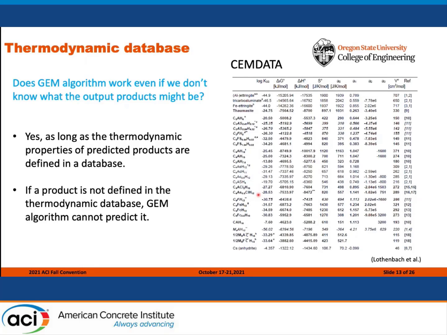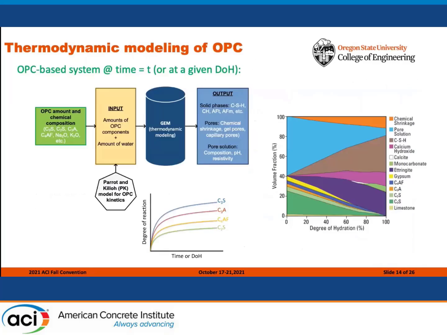Such a database exists. You see a snapshot of the SemData database here. The SemData database, which is maintained at EMPA, allows the successive calculations of all possible combinations of cementitious products that might form in a system, and determines the combination of the phases that will minimize the Gibbs free energy. This means that if a reaction product is not in the database, the algorithm cannot predict the formation of that product. Therefore, it's crucial to maintain these databases and update their data regularly for better predictions.